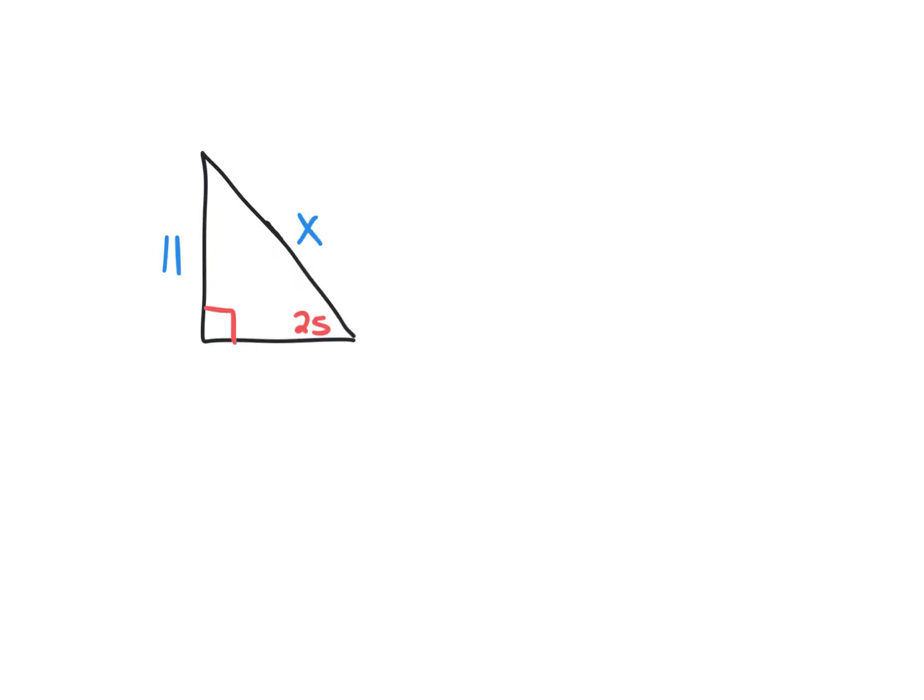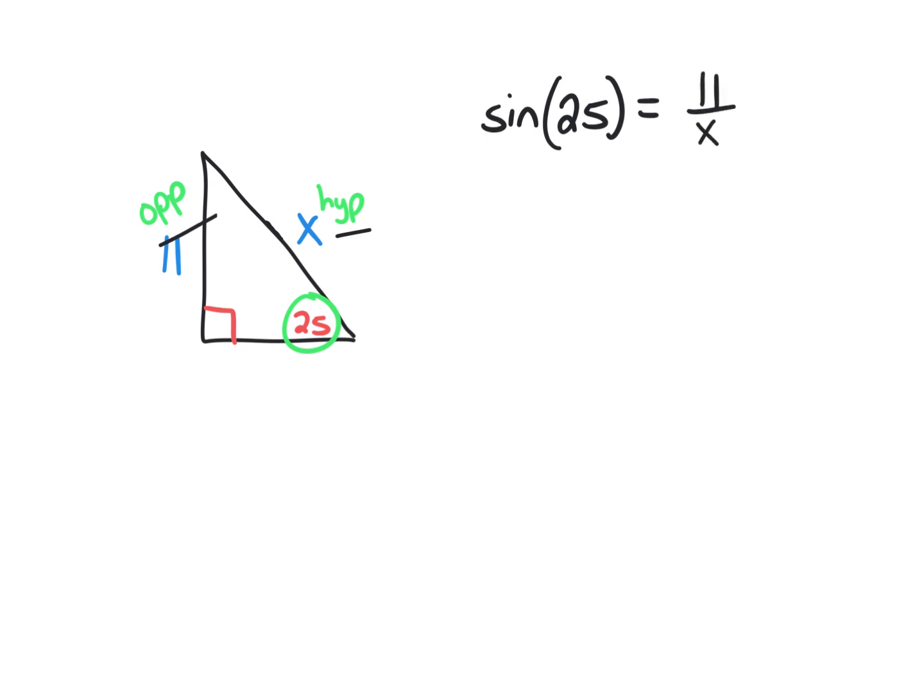All right, on this one, what's my reference angle? 25. Label the sides. What's 11? Opposite. What's x? Hypotenuse. Do I care about the adjacent side? No. Pick the trig. It is going to be sine because it's opposite over hypotenuse. What is always going to go with the trig when writing an equation? The angle. Yep. Sine of 25 equals 11 over x. Does the order of this matter? Yes. It has to go in the order of the ratio.